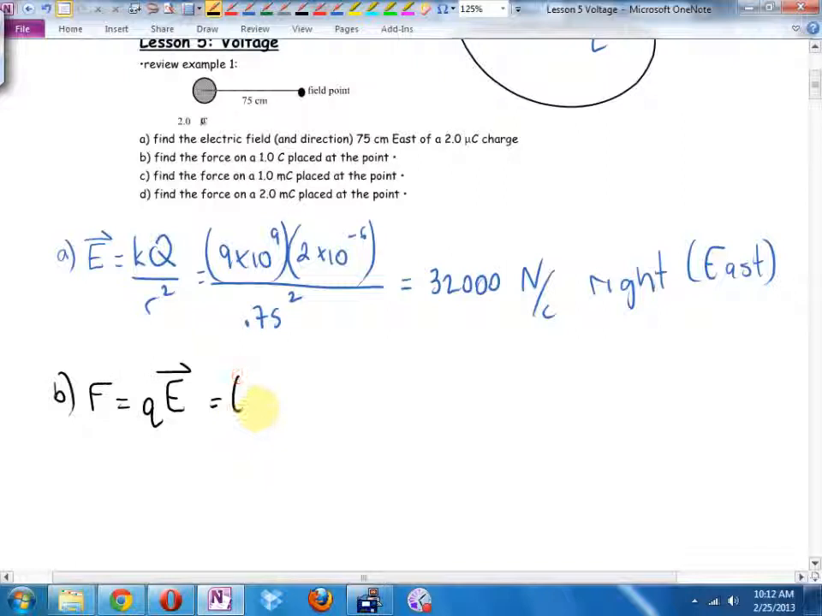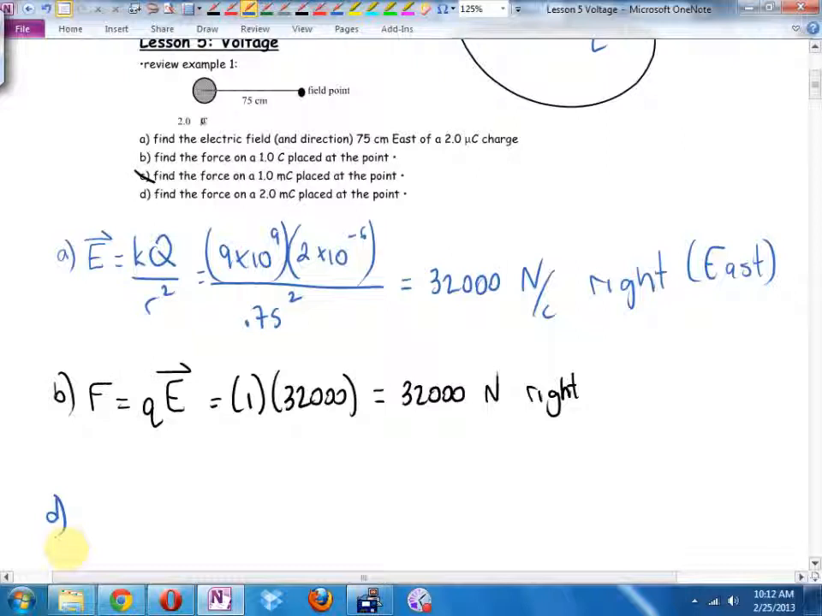And since the charge is 1 Coulomb, and I already know that the electric field is 32,000, I bet even Brett can do this in his head. Yeah. What's the answer? 32,000 units? Well, I had to make sure. Units? Newtons. Direction, well, we just put a positive charge right there, so it would also experience a force to the right. Cross out C.